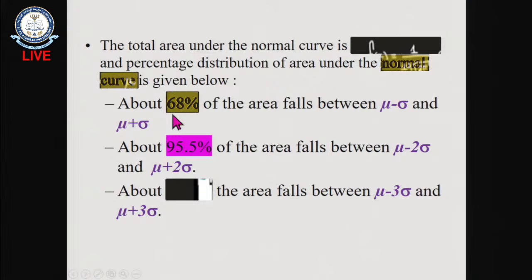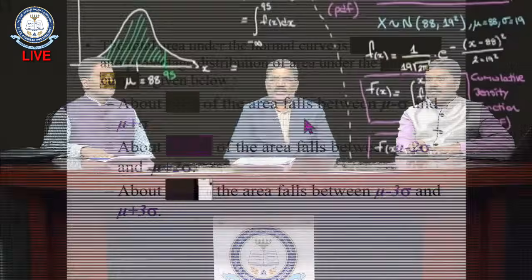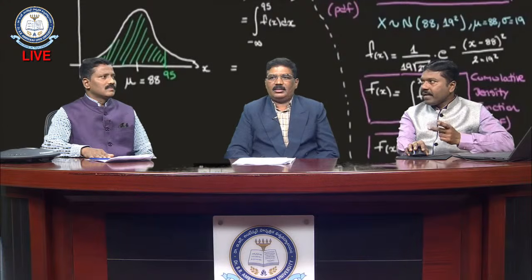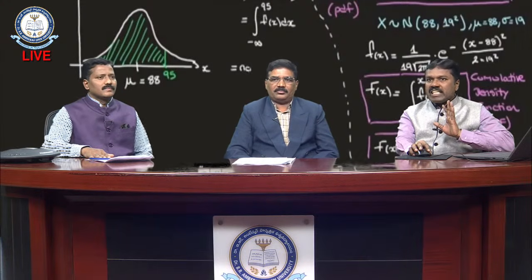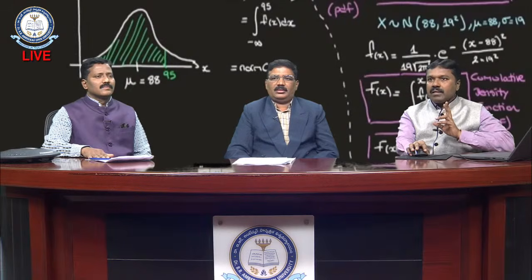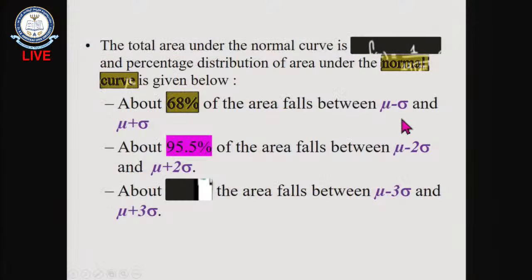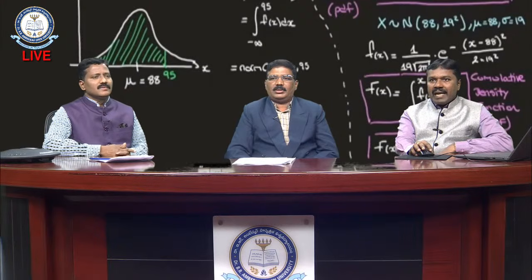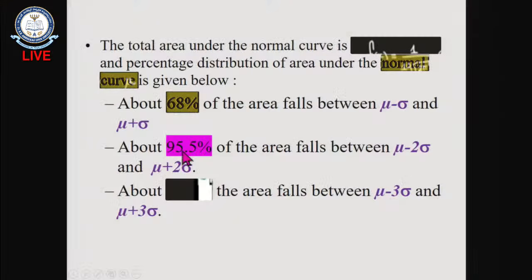About 68% of the area falls between mu plus or minus sigma, that is, within 1 sigma limits. About 95.5% of the area falls within 2 sigma limits, that is mu plus or minus 2 sigma. And about 99.7% of the area falls within 3 sigma limits, that is mu plus or minus 3 sigma.